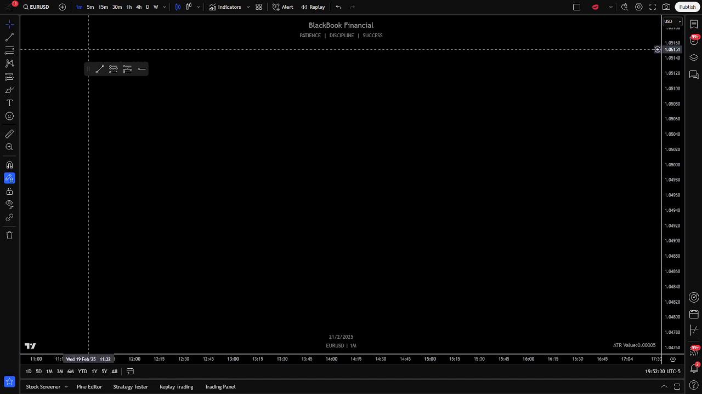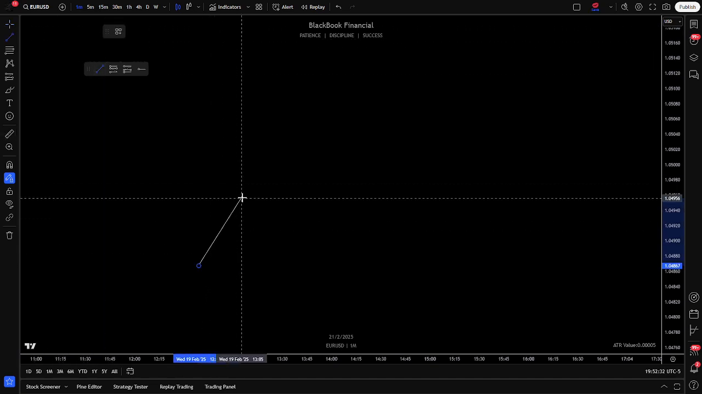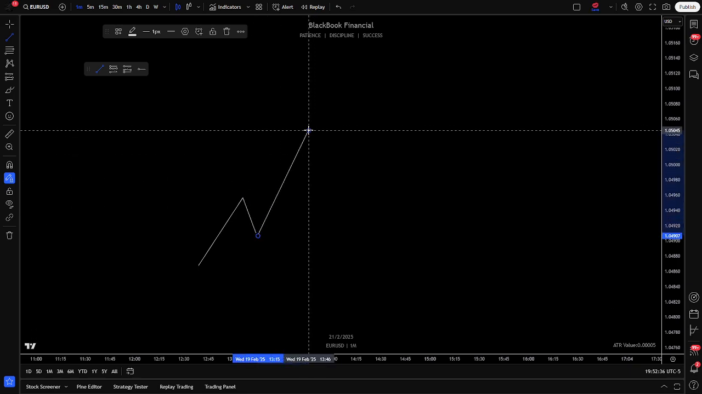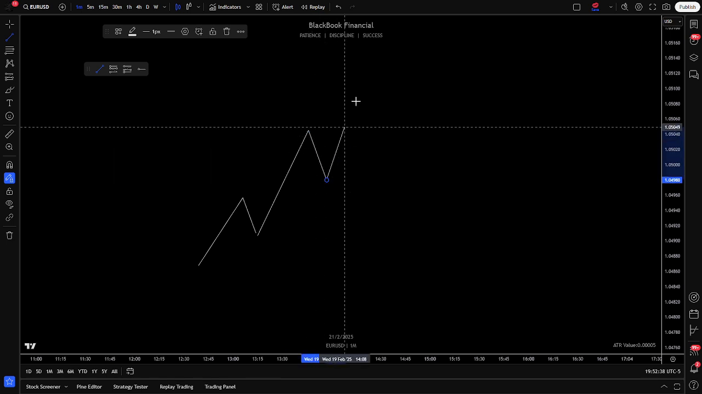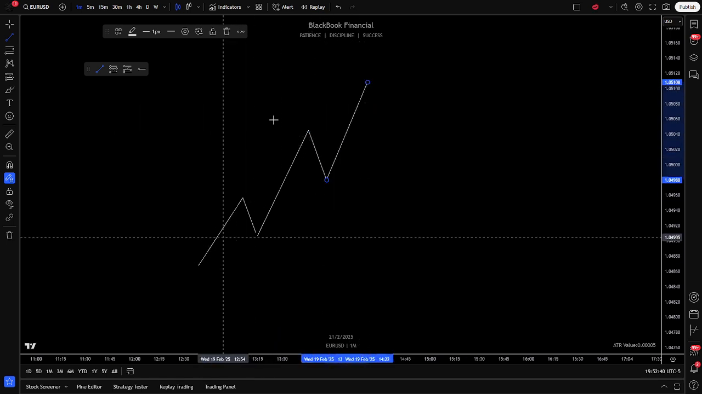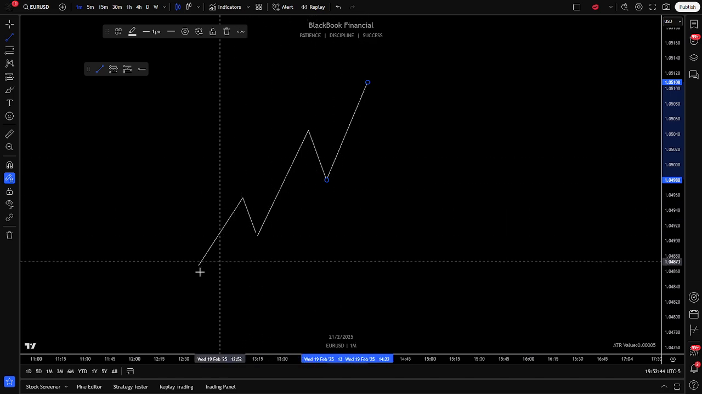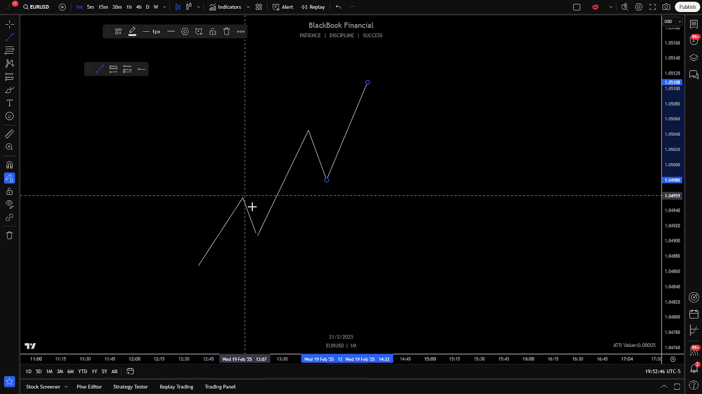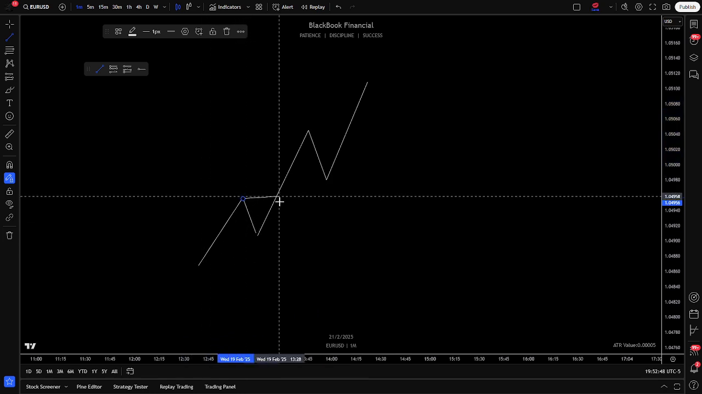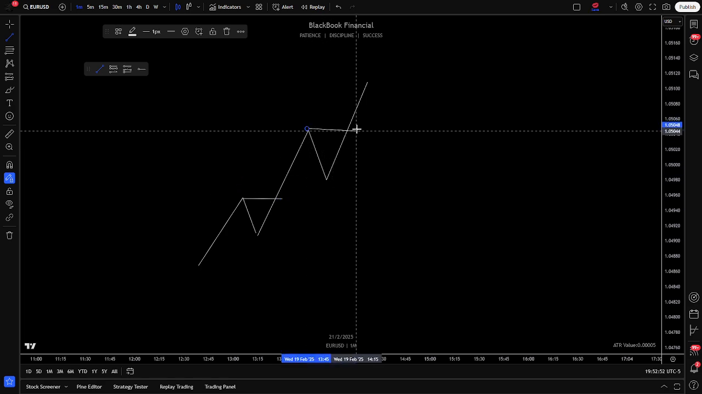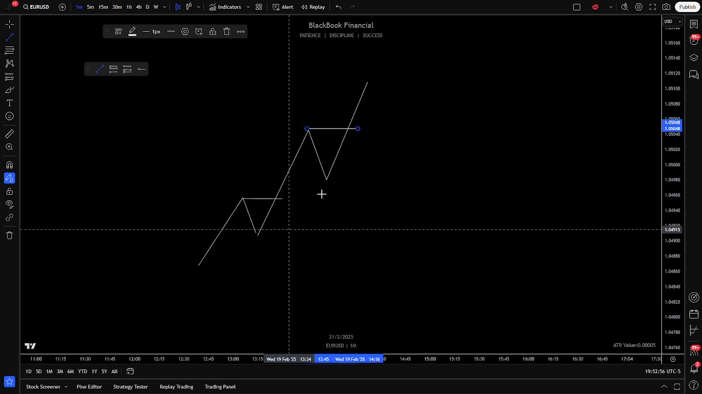What is an uptrend? An uptrend, in its simplest form, is when market comes up, pulls back, comes up, pulls back again, and comes up. This is an example of an uptrend. This is market structure. When the market comes up, pulls back, breaks structure, comes up, pulls back, and breaks structure again. This is our market structure.